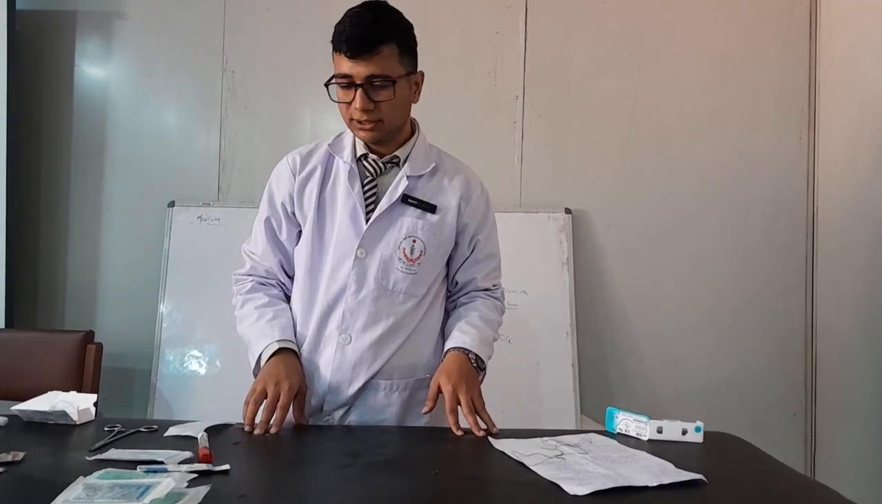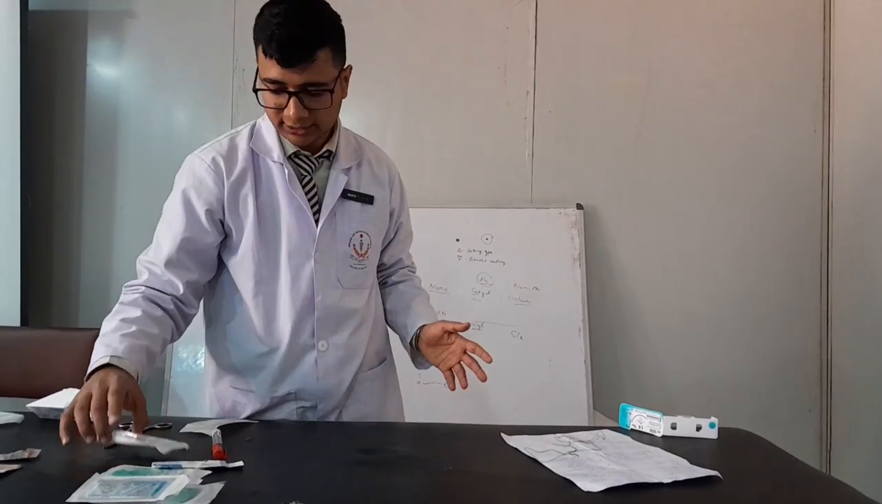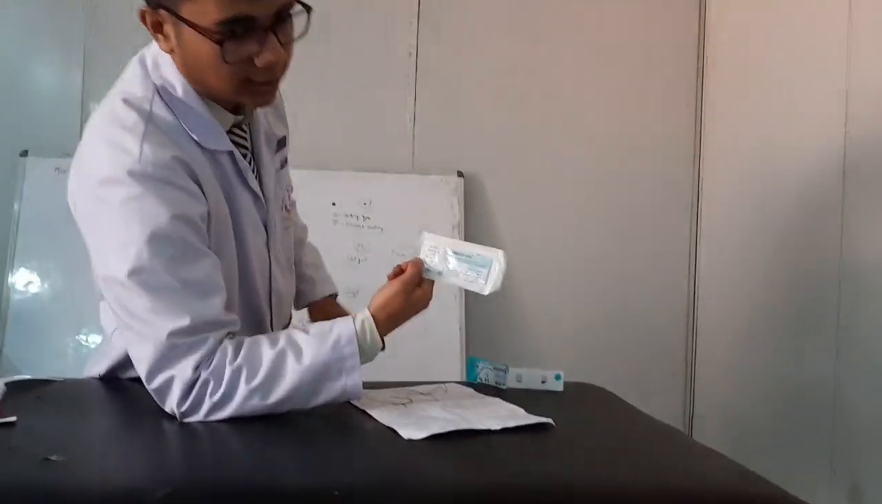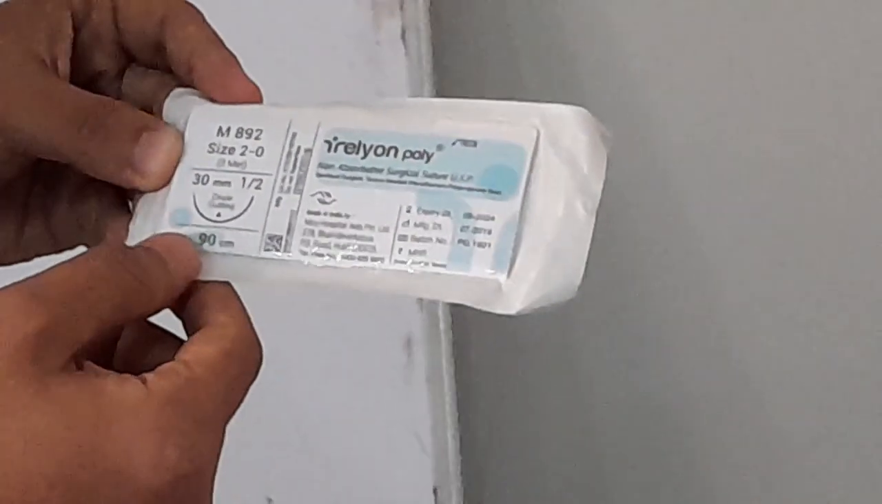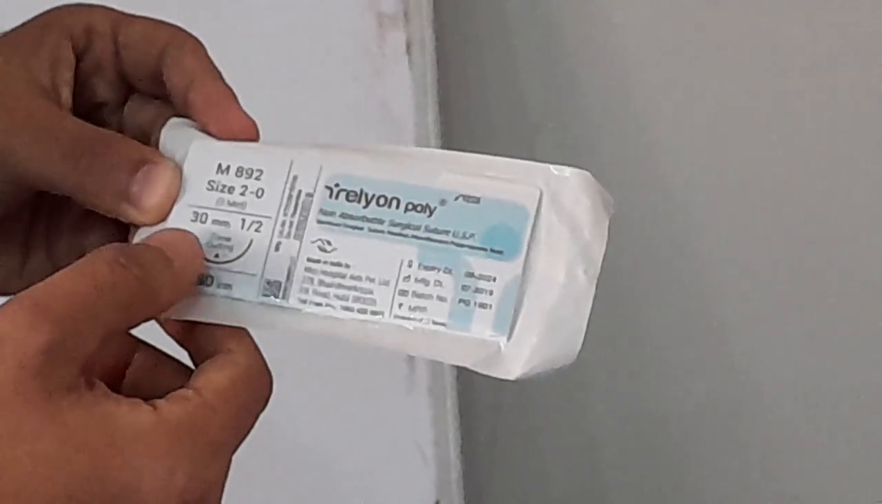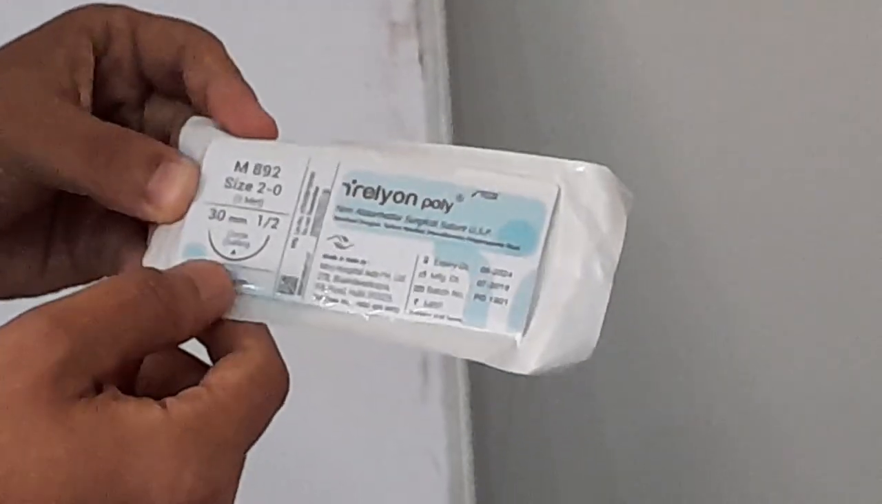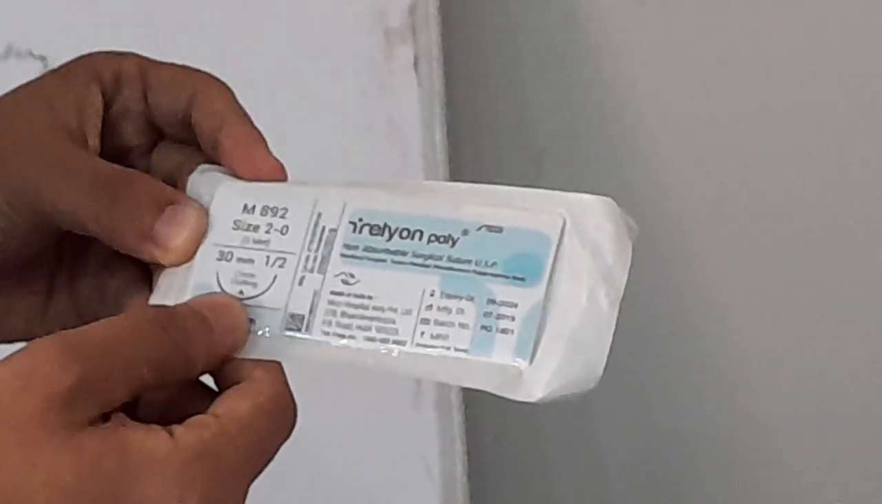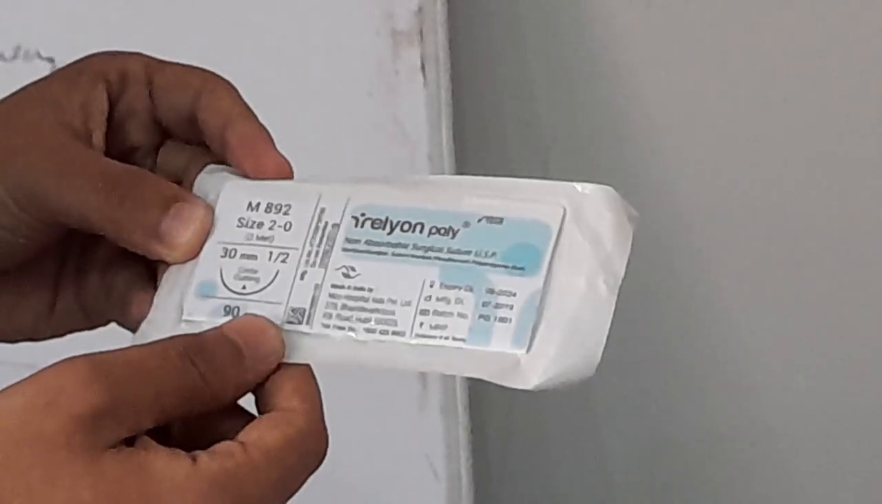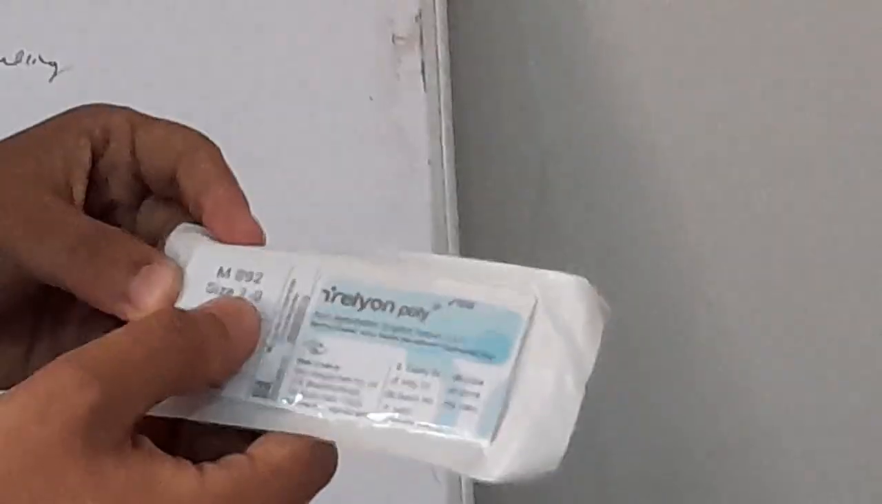Suppose in the exam, if I am given these sutures, take your time and read the labelings. I will start from here itself: this is a non-absorbable surgical suture made up of monofilament polypropylene, blue, and it is a semi arc, and it is a 30 mm suture needle length, and it is a cutting type of suture needle. I will go in this way. And its size is 20.